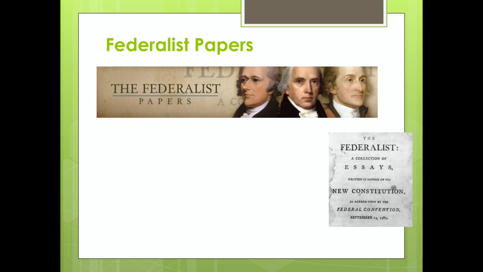Some papers were written. James Madison, Alexander Hamilton, a couple of guys got together and they wrote a series of papers known as the Federalist Papers. The purpose of the Federalist Papers was to help people understand the intentions of the Constitution. And naturally, they were biased towards the Federalist view. James Madison and Alexander Hamilton were the main 2 writers of the Federalist Papers.